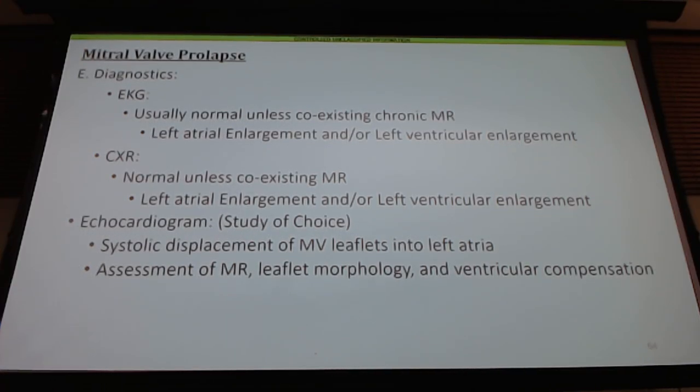EKG with mitral valve prolapse could be completely normal. Really going to depend on if regurgitation is there and if it's severe enough to cause left atrial enlargement or left ventricular enlargement. Chest x-ray, again, most likely going to be completely normal, not going to be helpful in the diagnosis of this unless you have a severe regurgitation that's causing pulmonary congestion. Your echo is going to be your test of choice because you're going to actually be able to see that prolapse, measure the degree of that prolapse, but then also measure the degree of regurgitation if it is present.